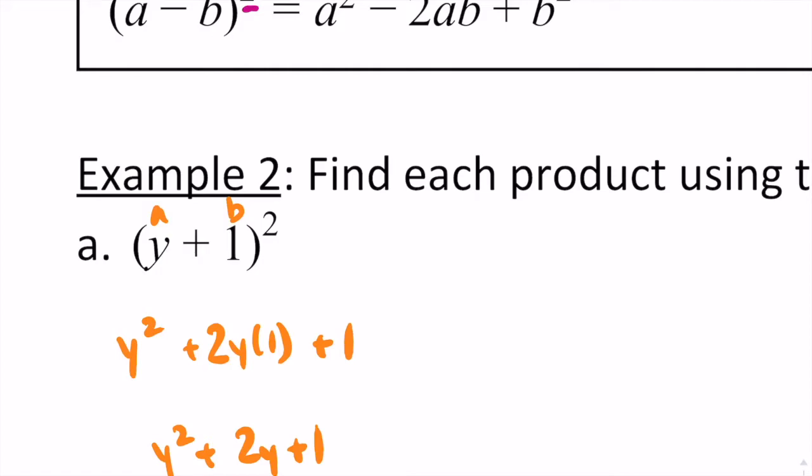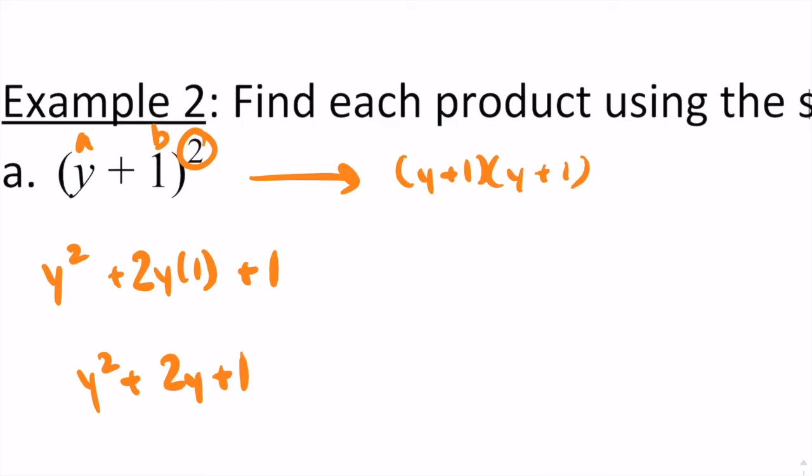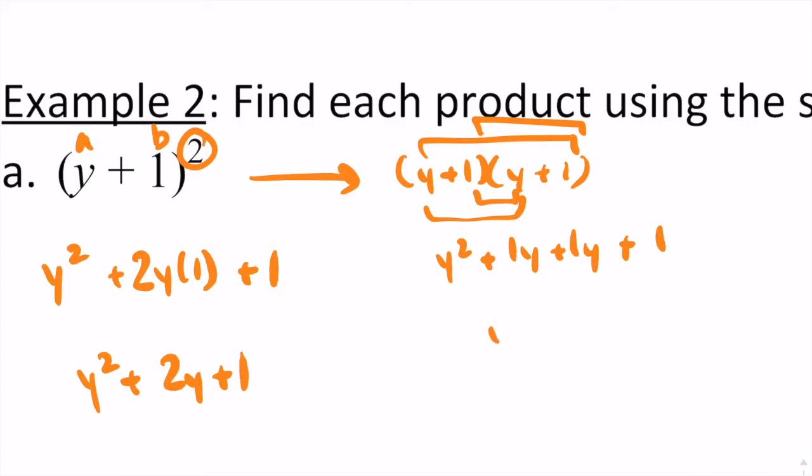If you're like, I'm completely lost on this, I don't know what you're doing, Mr. Kim, then remember, if I have y plus 1 squared, that means y plus 1 times y plus 1, right? So from here, I can FOIL it. So FOIL of y squared, outer plus 1y, inner plus 1y, plus last, 1 times 1 is 1, I have y squared plus 2y plus 1.